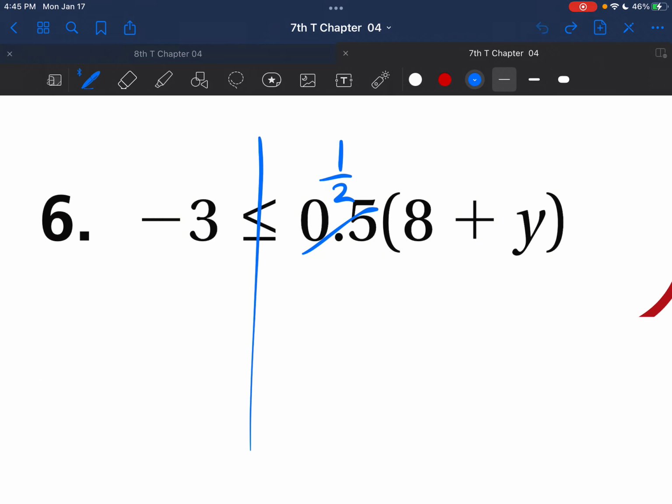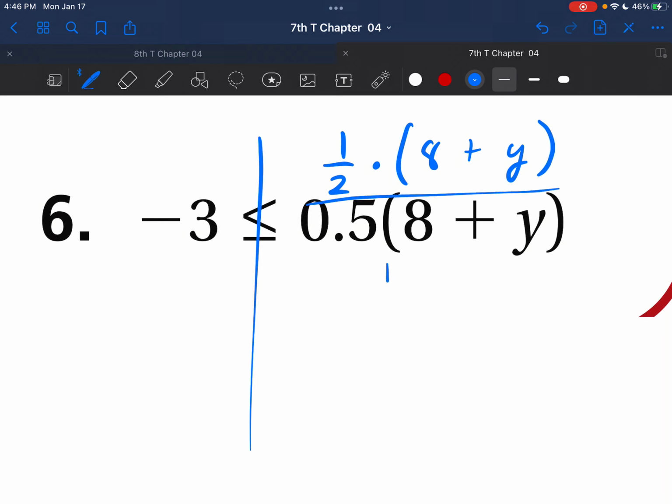Okay. So again, I know that 0.5 is actually 1/2. That's another way to write it. It's just a fact. 1/2 times parentheses 8 plus y. What is the opposite of multiplying by 1/2? Dividing by 1/2, right? Cross that off. And then we're going to divide on this side. So negative 3 divided by 1/2.